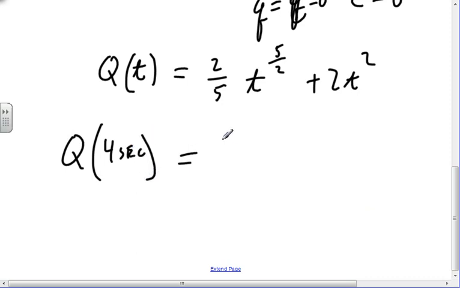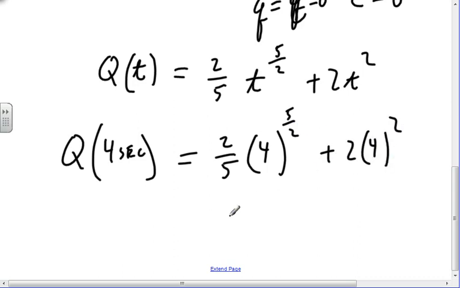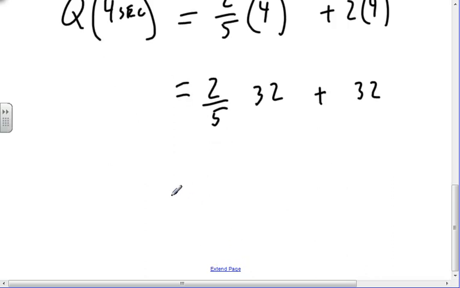Okay, so that's going to be 2/5 of 4 to the 5 halves plus 2 times 4 squared. Now, the square root of 4 is 2. 2 to the 5th is 32, right? 32 plus 16 times 2 is 32. So it looks like I'm going to have 7/5 of 32.